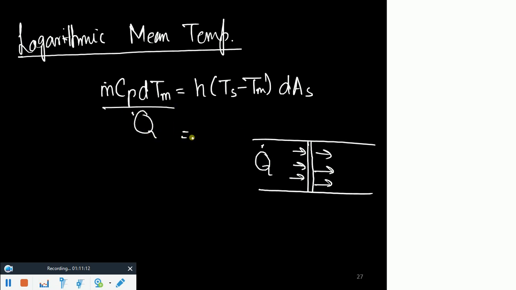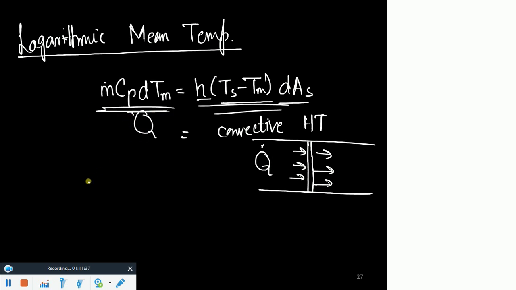But why does this Q dot happen? Because of the convective heat transfer. And that convective heat transfer can be written as h Ts minus Tm dAs. Okay, we can write it down like this. Now, this is not divided by, so don't confuse it. This is m dot Cp dTm equals h Ts minus Tm into dAs.